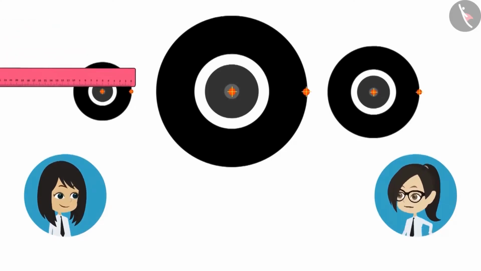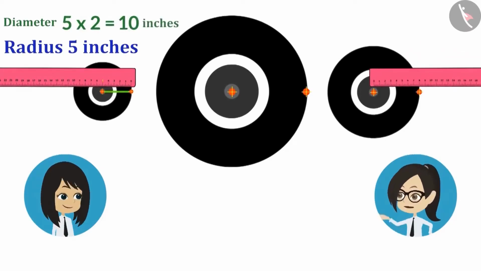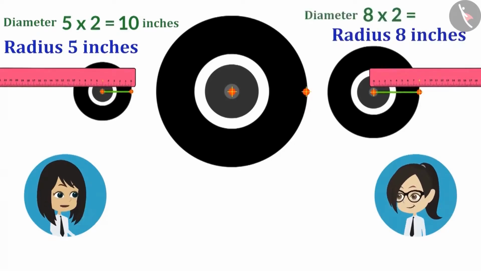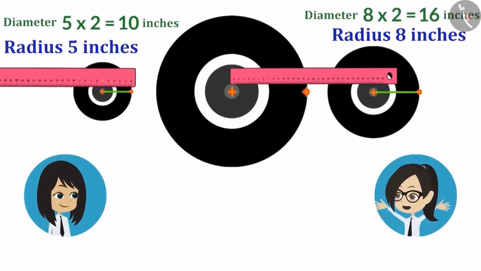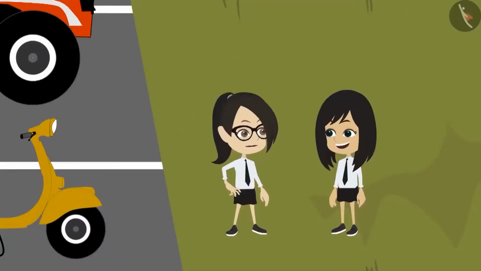Now look, the radius of the wheel of the scooter is 5 inches. This means its diameter will be 5 inches multiplied by 2, meaning 10 inches. Now look, the radius of the front wheel of the tractor is 8 inches. This means its diameter is 16 inches. And now it's the turn of the largest wheel of the tractor. Its radius is 15 inches. This means its diameter is 30 inches. We took the measurement of all the wheels and now let us tell sir.